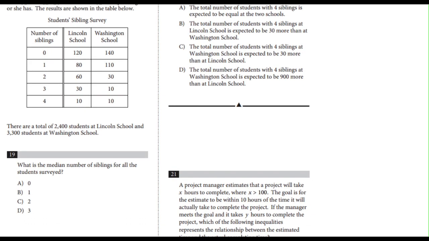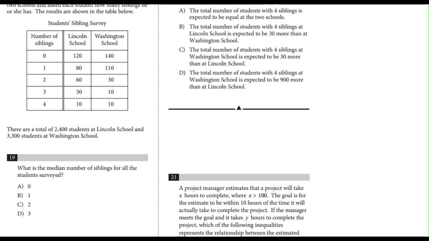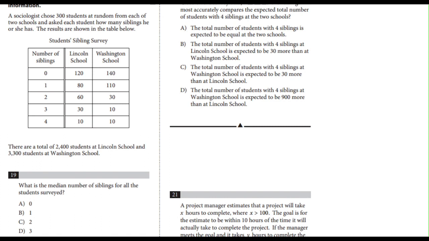Number 19. What is the median number of siblings for all the students surveyed? So we know that from each school, a total of 300 students were surveyed. So if we're looking for the number in the middle, if we were to write all of our answers in order from 0 siblings to 4 siblings, then that median number would be in the spot of 150.